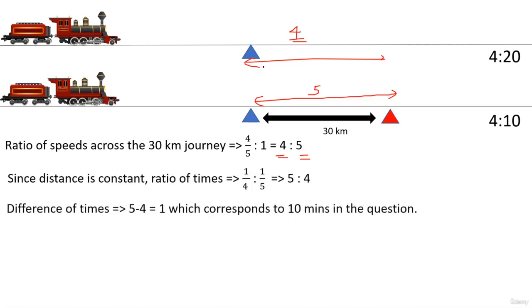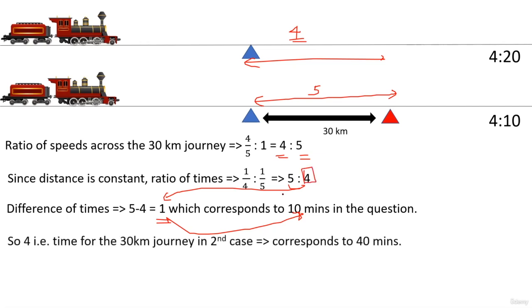Okay, now what is the difference in these two times? The difference in these two times is 5 minus 4, that is nothing but 1 unit. This 1 unit corresponds to 10 minutes in the question. If 1 unit corresponds to 10 minutes, then what will 4 units correspond to? 4 units will correspond to 40 minutes.